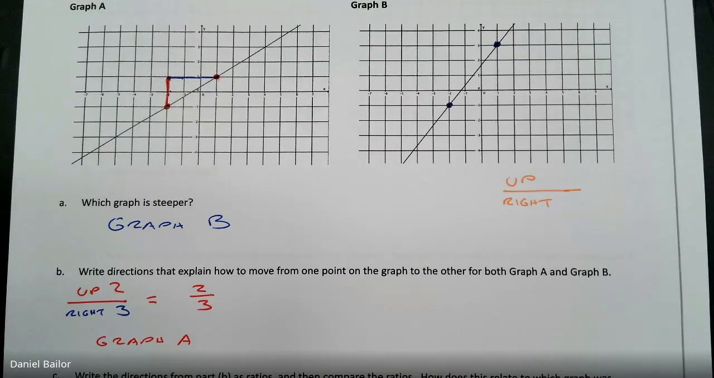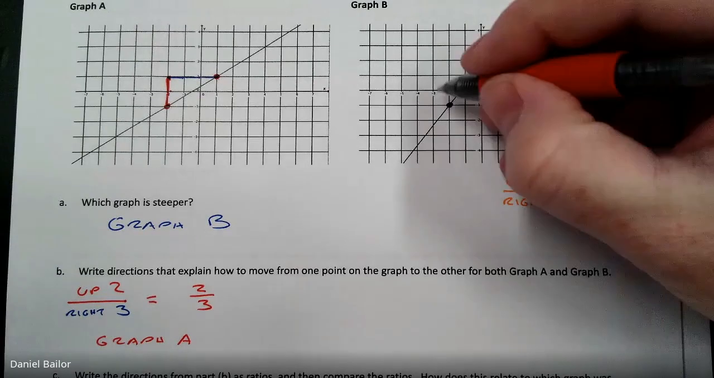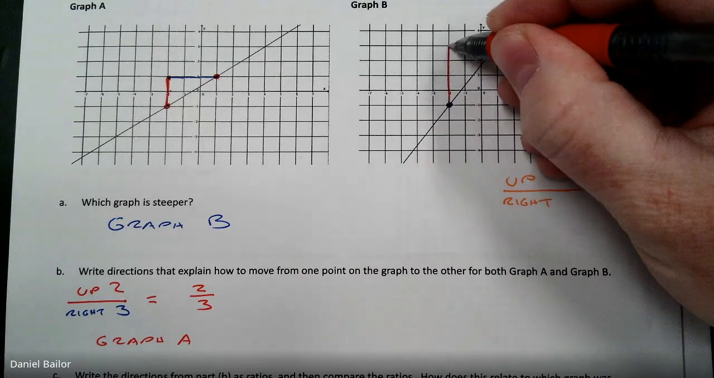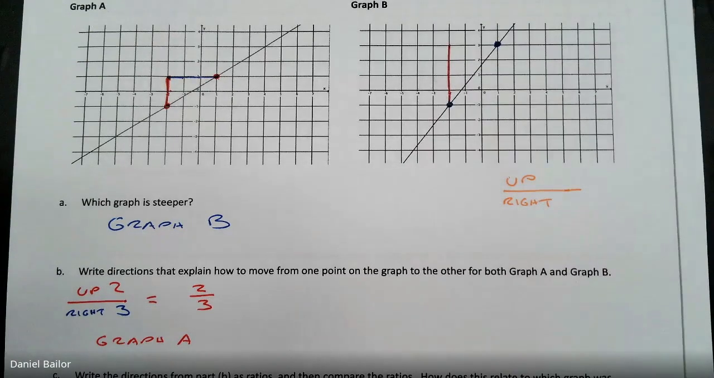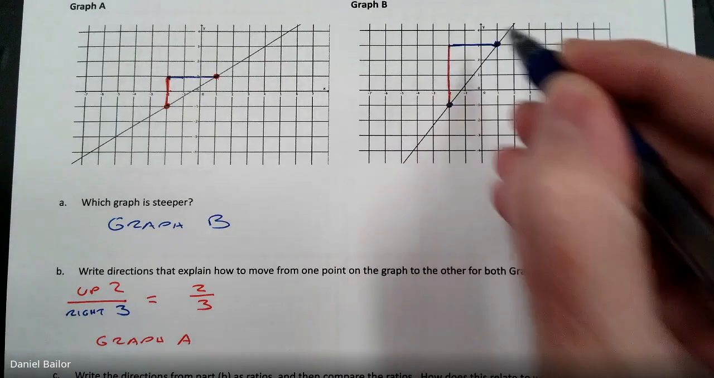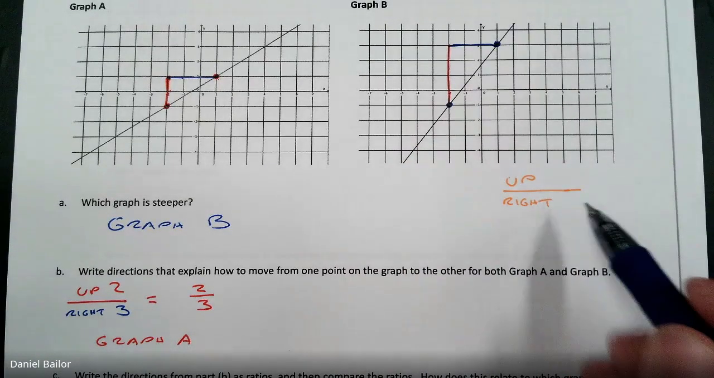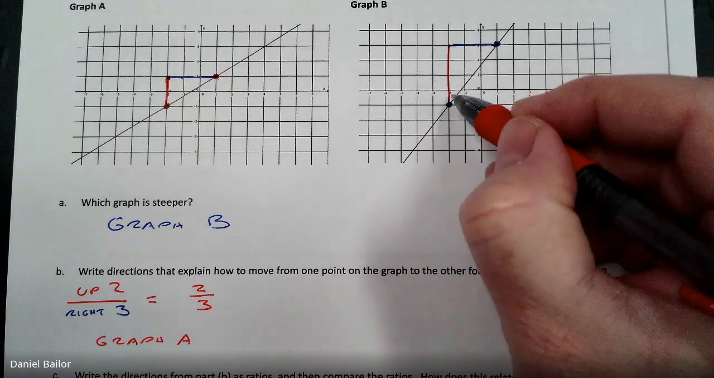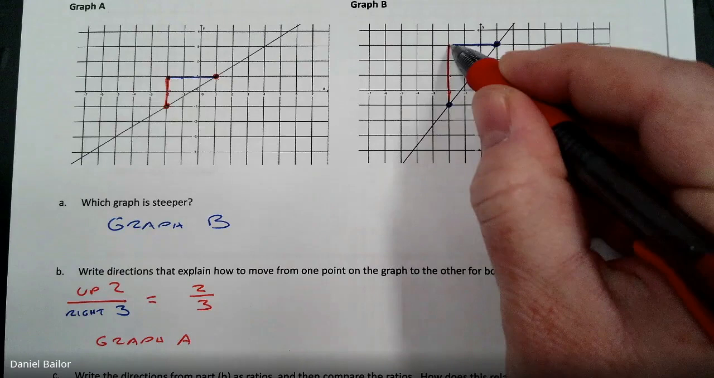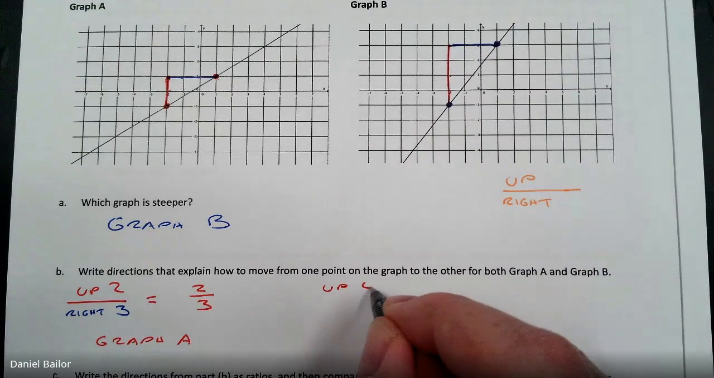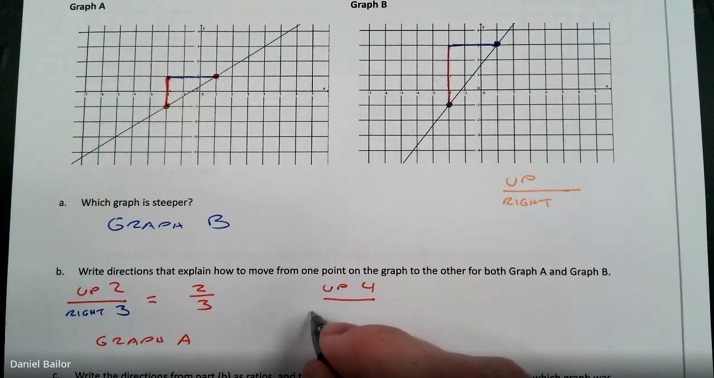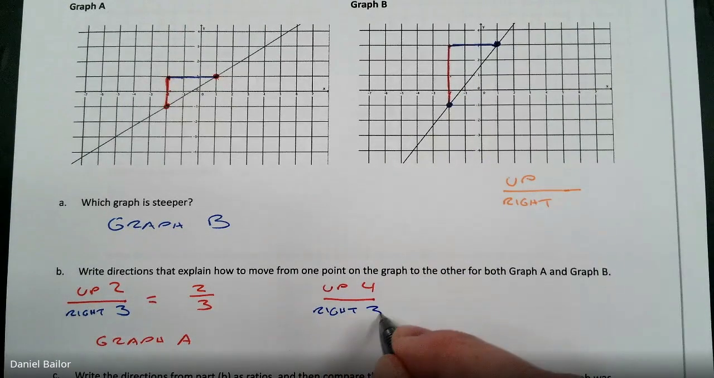For graph B, remember we want to start at this one and move to this one. So we go up and we go right, because remember slope is up divided by right. So for graph B, we went up 1, 2, 3, 4 units. So we went up 4 and we went right 1, 2, 3 units. Right 3 units. And this is for graph B.